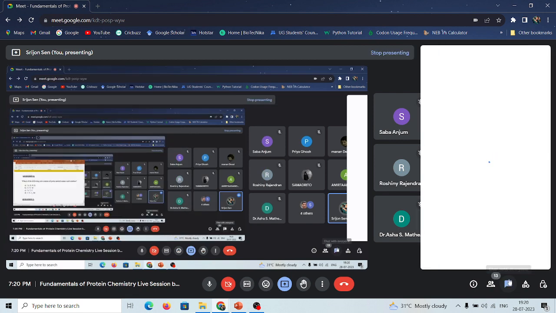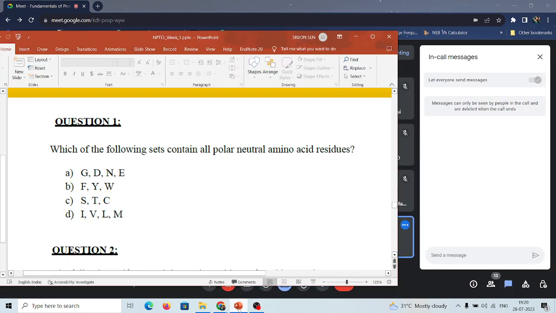So the first question says: which of the following sets contain all polar neutral amino acid residues?